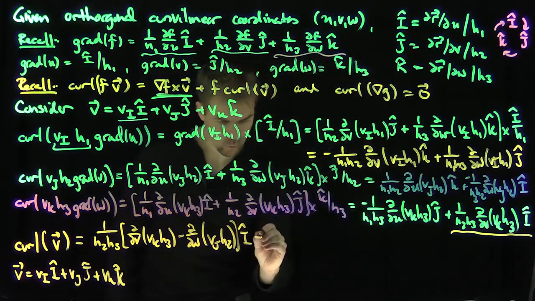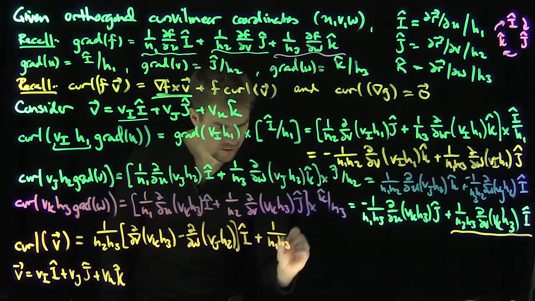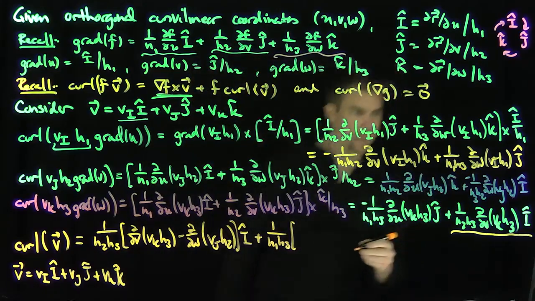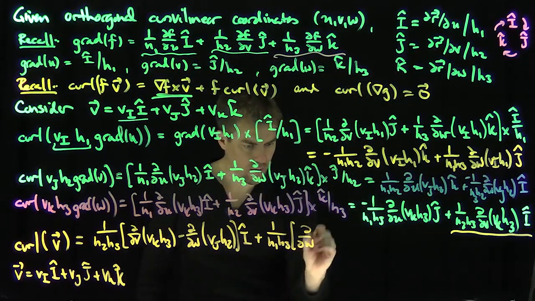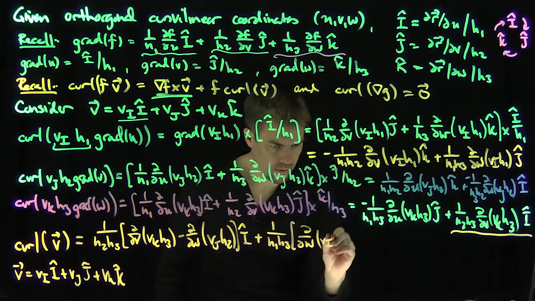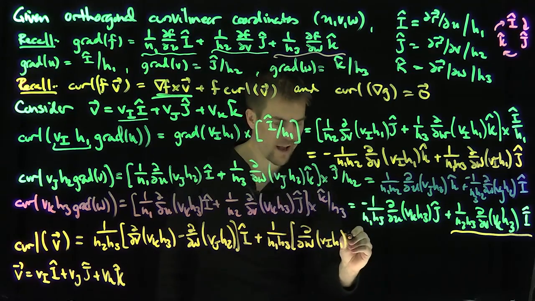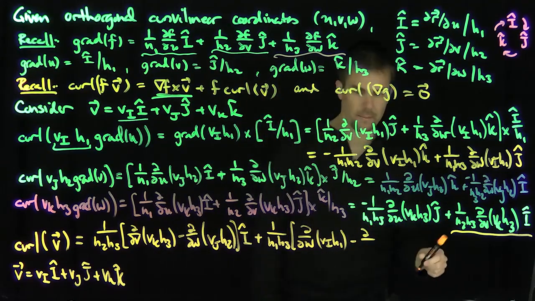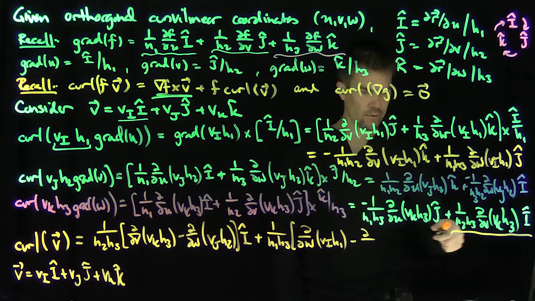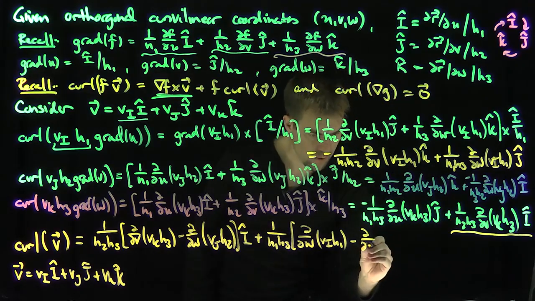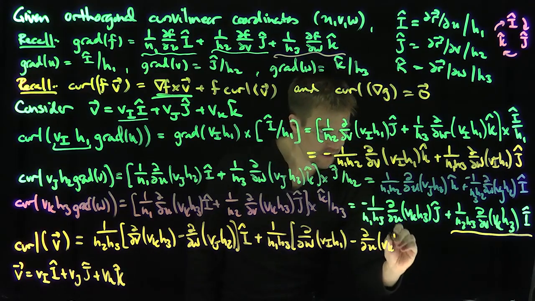What's the J component going to be? The J component is 1 over H1 H3. This is the positive, it's d by dw of V_i H1, and then a minus d by d what? So I'm looking for the other J over here. The other J is right over here, negative, d by du of V_k H3. Those are my J components.